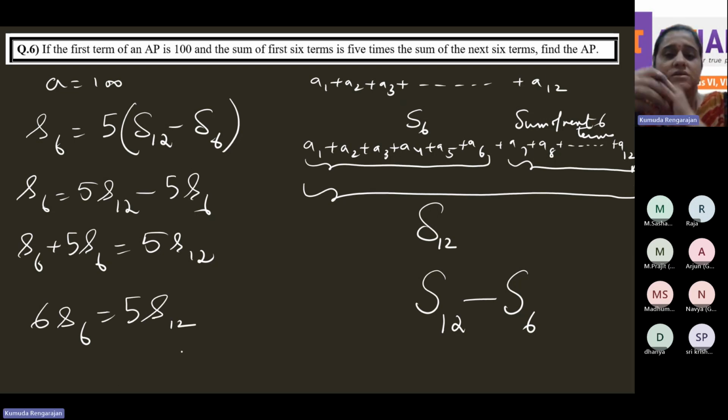So on working this, S6 is n by 2 of 2a, 2 into 100, 200, plus n minus 1, 6 minus 1 into d. S12 again is n by 2, 12 by 2 of 2a, 2 into 100, plus n minus 1, 12 minus 1 into d. So again, in that equation, d will be the only unknown. So you can solve that equation and find the value of d.